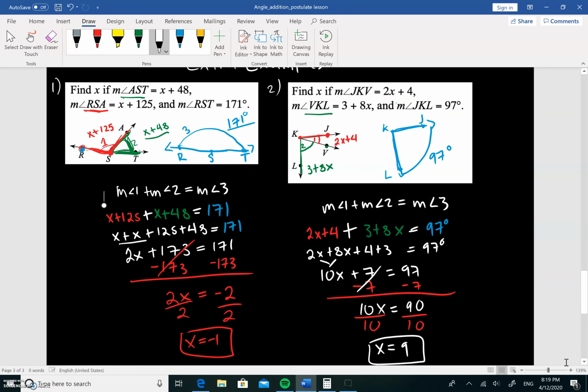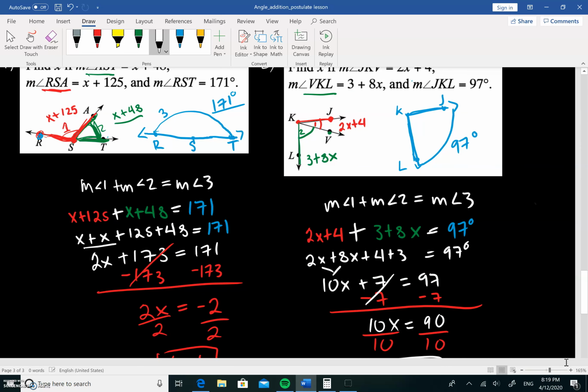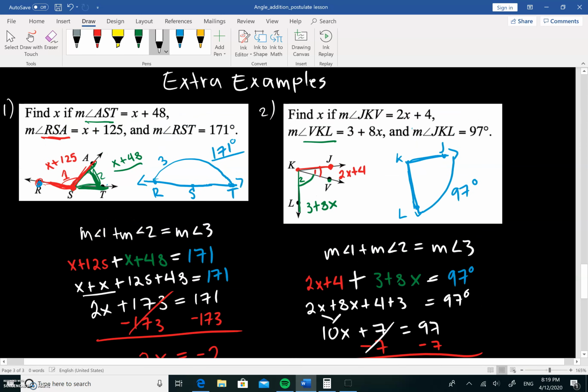Okay, guys. So hopefully this makes sense. Again, the key part is first identifying what is it that they give you, and then setting it up in your equation. Make sure that you always take your time to figure out which ones are the smaller angles and what they should add up to.